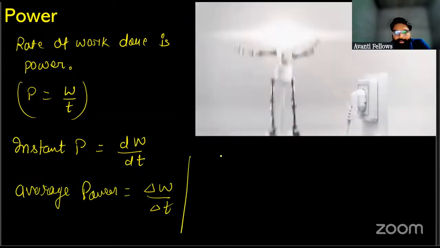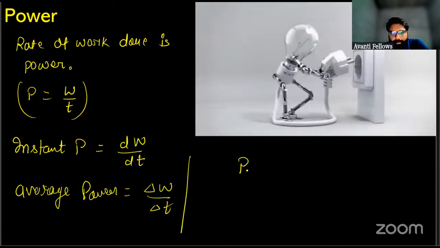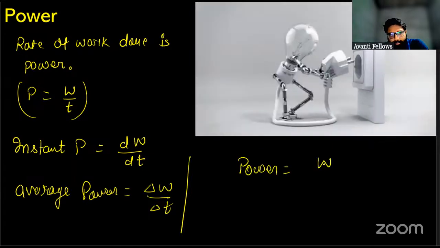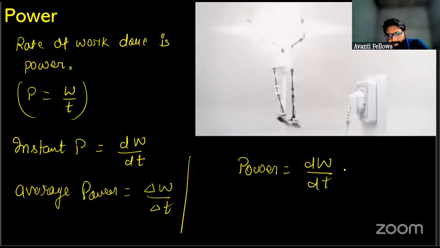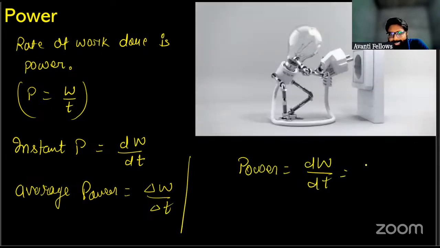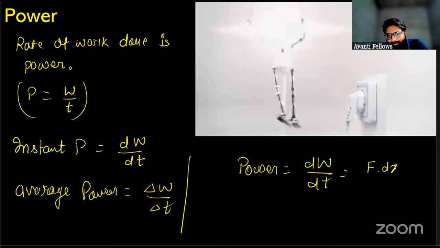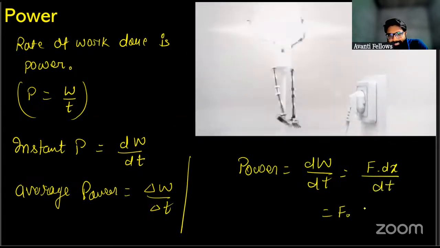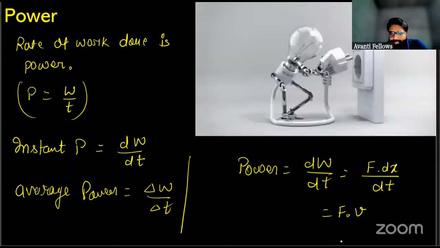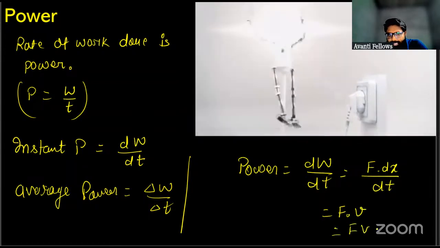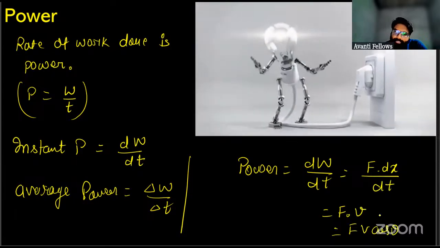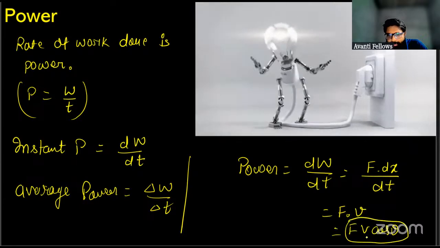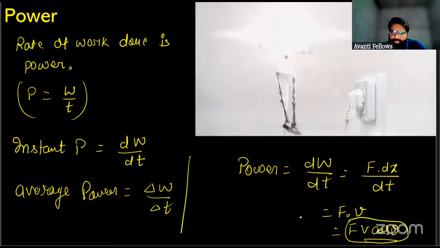We can also calculate the power in terms of force and velocity. Power is dW by dt. We can say that dW is F dot dx, divided by dt. So this is F, and dx by dt is velocity. So we can say that P equals F v cos theta, which means only the tangential component of the velocity or the force comes in power.